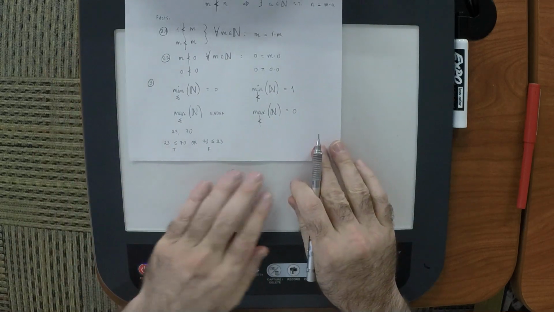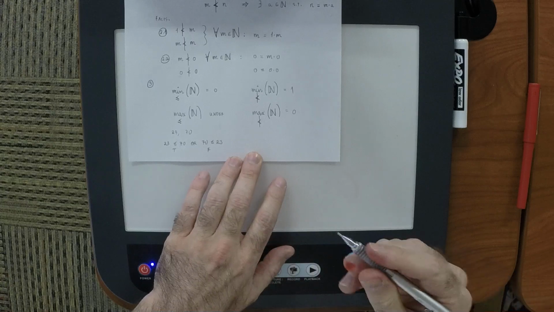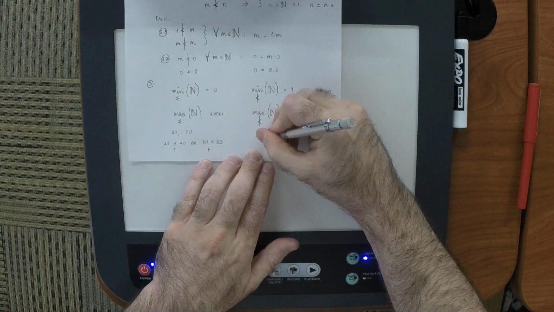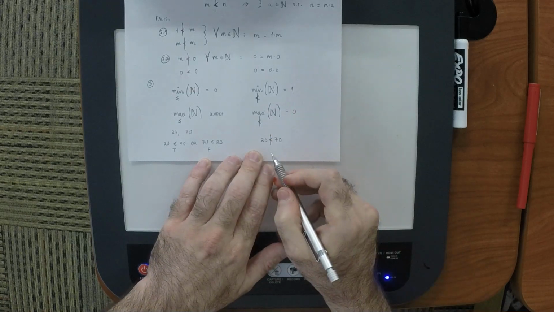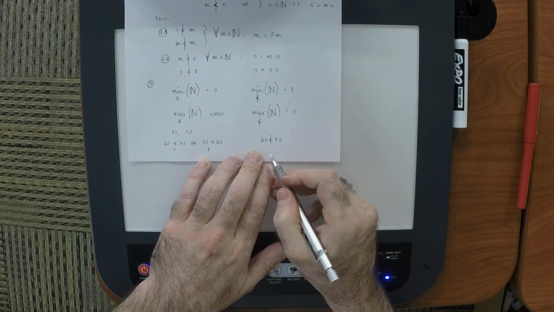But, well, how about concerning the division order? 23 is a divisor of 70. False or true? False.